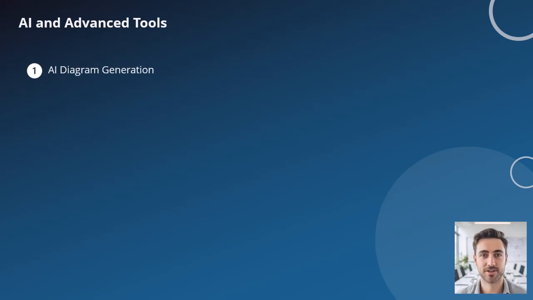The AI generator accepts natural language prompts to build editable diagrams. This feature is invaluable for rapid prototyping when you need to visualize a complex narrative quickly.